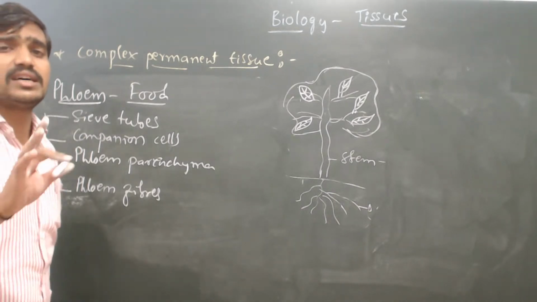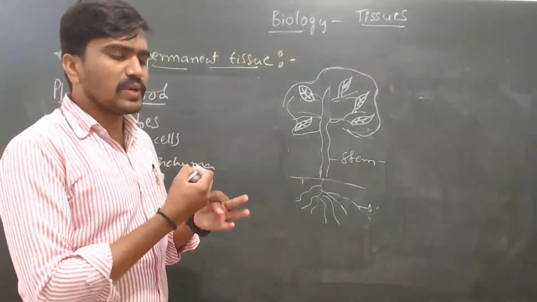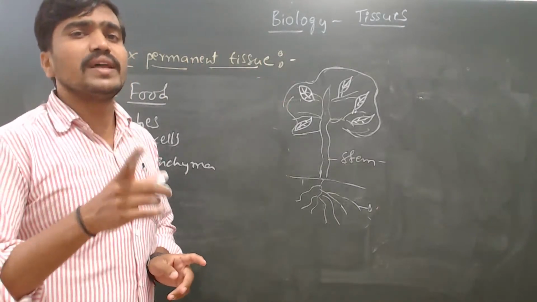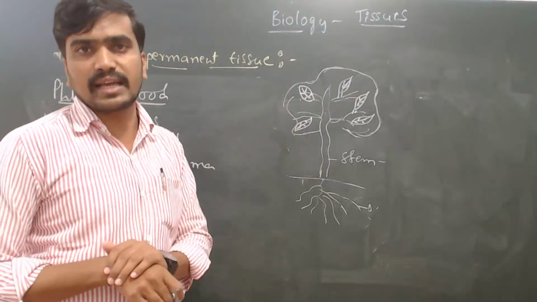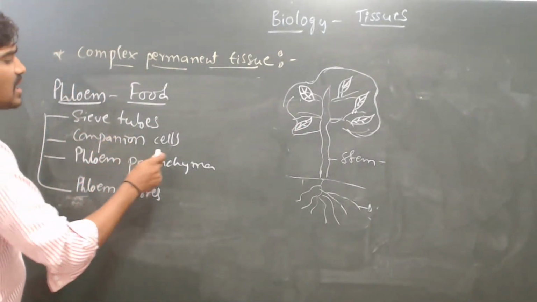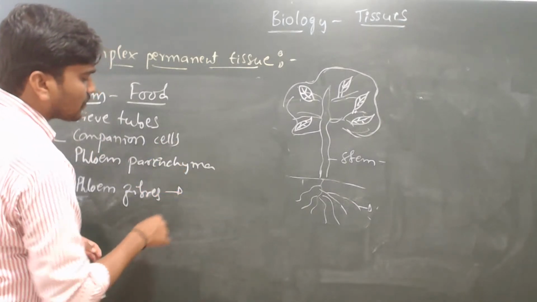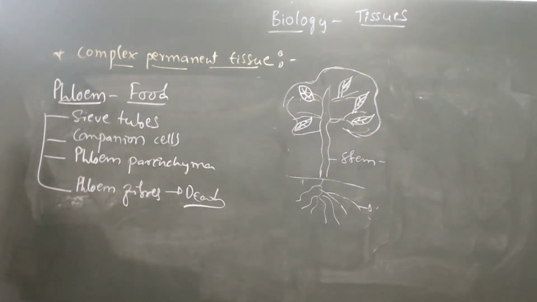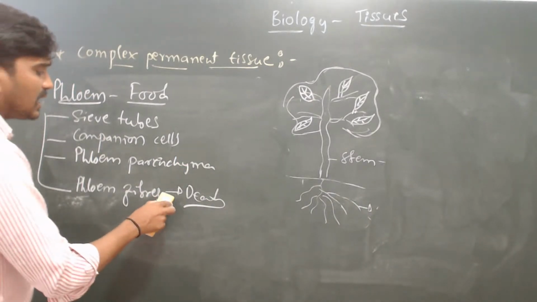In xylem, I said there are four components: tracheids, vessels, parenchyma, and fibers. From these four, only one is living, that is xylem parenchyma. In the same way, in phloem, all are living cells except the fibers. These are known as dead cells. Okay. Now, see here.